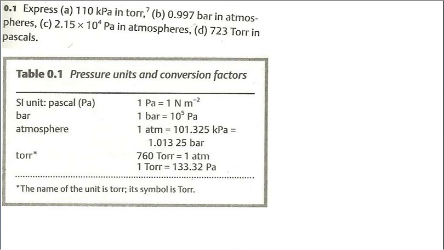Practical chemistry book, third edition. So the first problem we're going to deal with is pressure unit conversion factors. The very first problem is to convert something given in kilopascal into torr. So how are we going to do that? Let's say problem A is 110 kilopascals into torr.